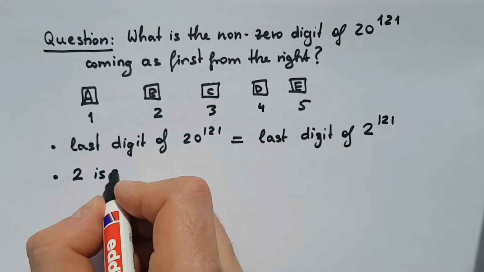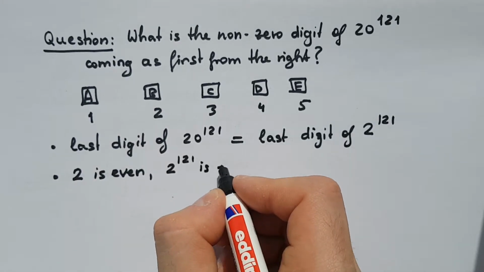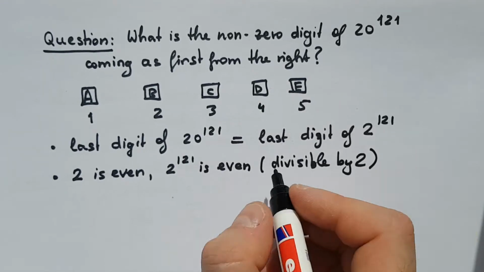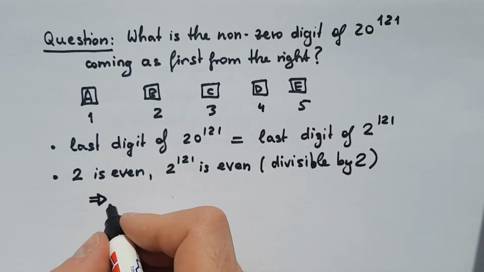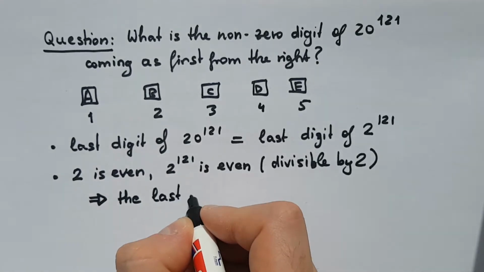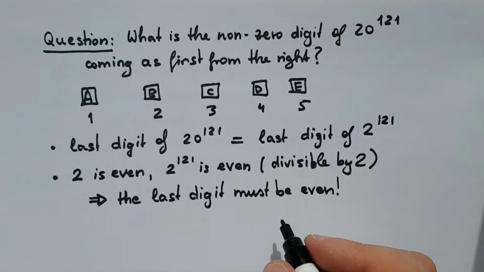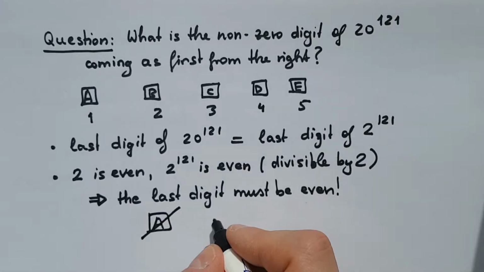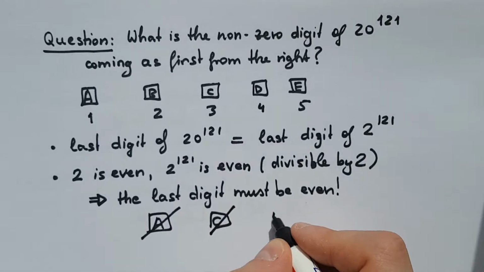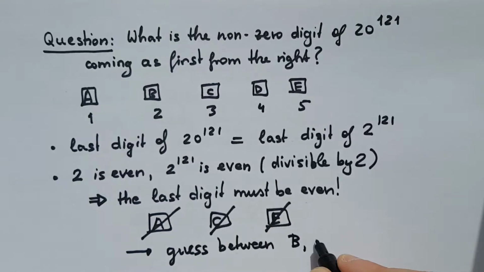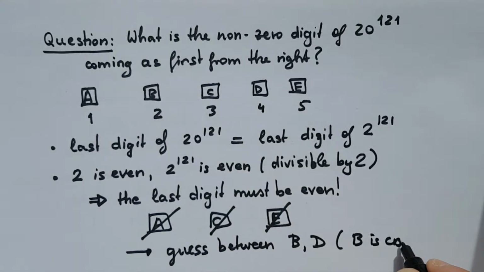Now 2 is an even number, so its power, in fact any power, is even again. It is divisible by 2. Therefore, the last digit must be even again. So the choices A, C, and E are obviously wrong, and we are left with the 2 options B and D, which are the only even numbers. In fact, in this case, B is the correct one.